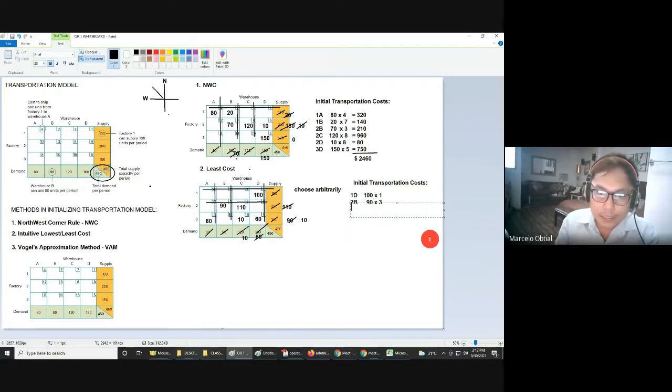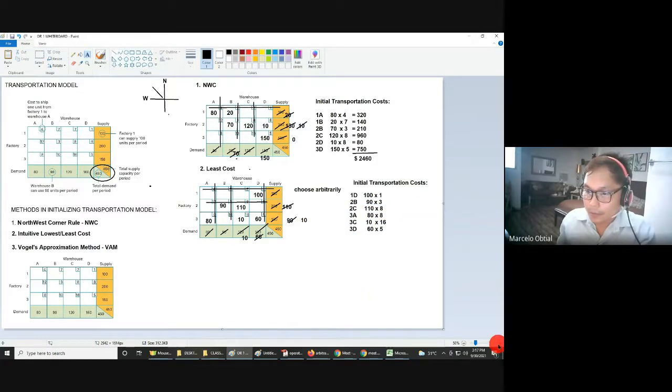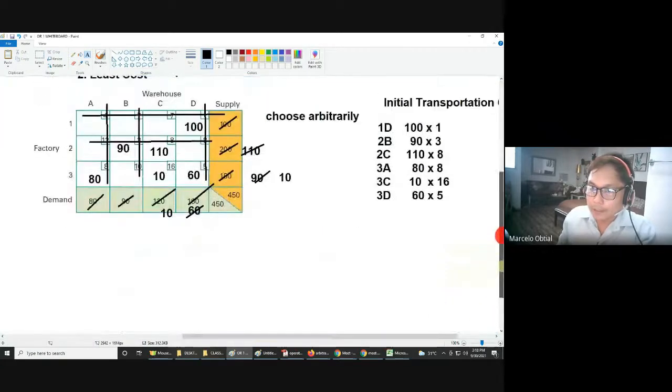That is 2C. We will move 110 times 8. Next, 3A. We will move 80 units. Cost of each $8. Next, 3C. Need to move 10 units. It will cost you $16. Next, last is 3D. We'll move 60 units. Each unit costs $5. Okay. Huwag daw siya multiply, then please add. Kung may calculator dyan, class, can you do this, please?